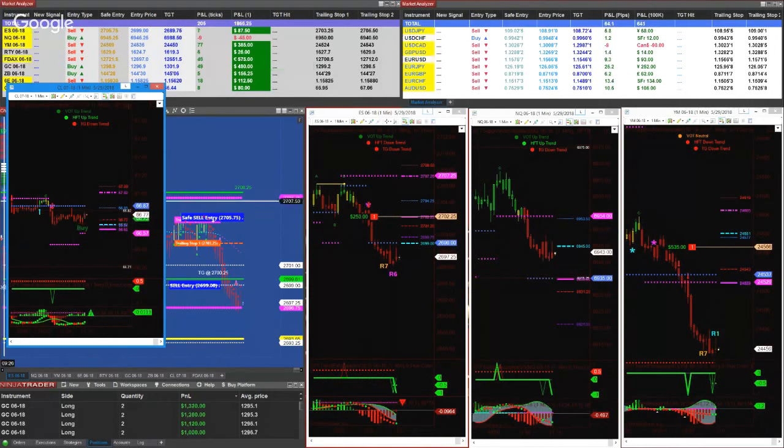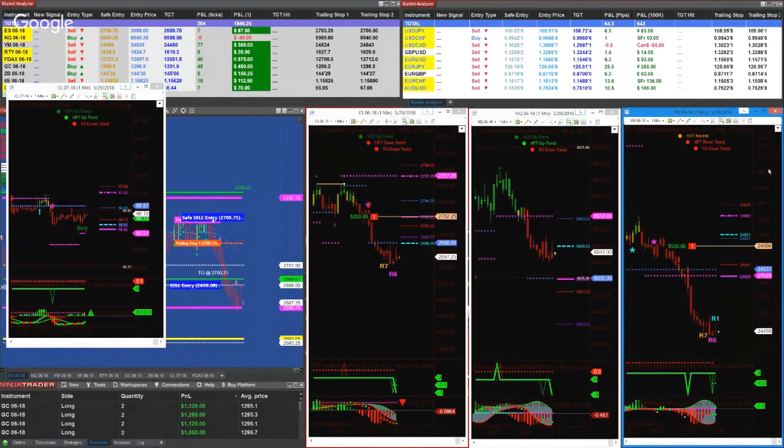R1 is a re-entry, for those who are not aware of the system. R1 is a re-entry. That means stay on that trade. R1 is a re-entry position. R6, R7, R3, R4 are reversals.